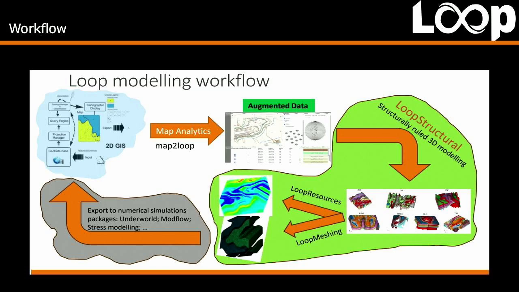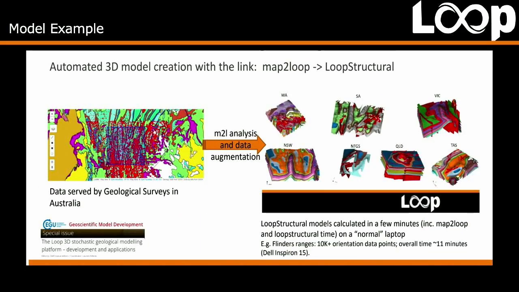Then with the new advent, you can even extract the Loop meshing, because the mesh is very important for people doing modeling, and the application has now been done in hydrogeology, for example, for people looking at flow transport. And this is just for doing resource modeling. And you can go back again and again until you're happy with your system.